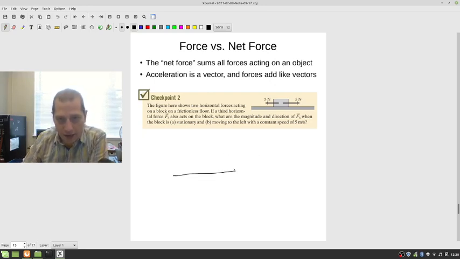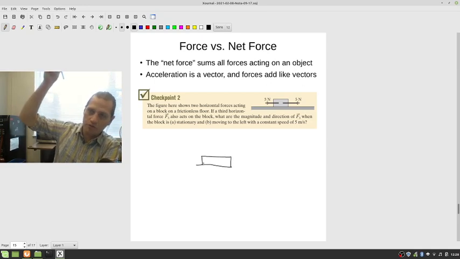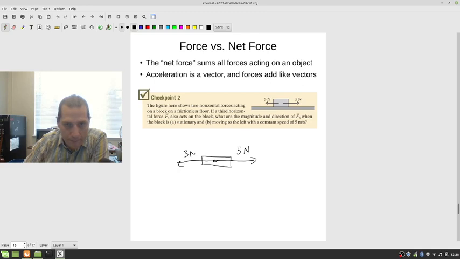So here's a good example of this type of a story. This is just a back and forth problem. So the forces in the y direction are going to just all cancel out. You have a normal force pushing up. You have gravitational force pulling down. Let's not worry about those for a second, because we'll have plenty of time to worry about them later. It says the figure here shows 2 horizontal forces acting on a block on a frictionless floor. So you have 5 newtons this way, you have 3 newtons that way.